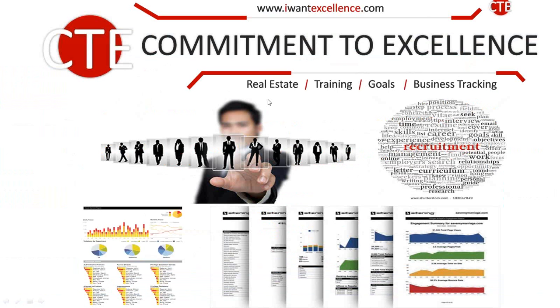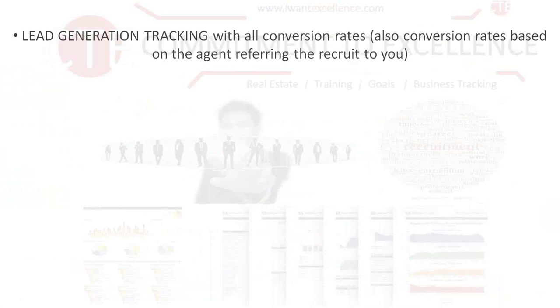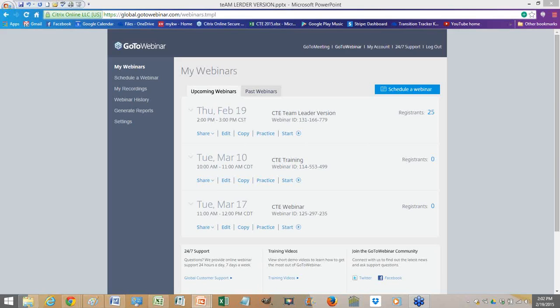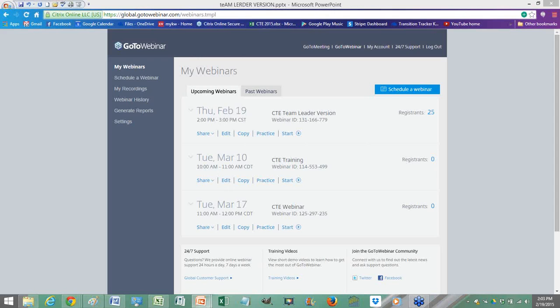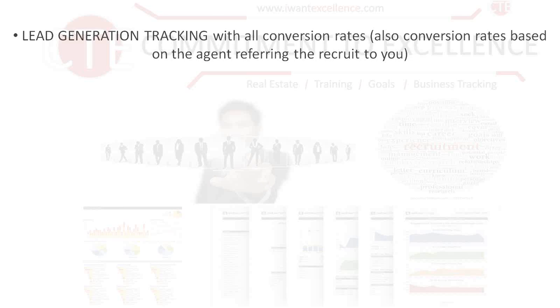And the first thing is we're going to have lead generation tracking. Not only are we going to track all of your leads that have been given to you by ALC members and by your agents in your office, but we're also going to track all of your lead generation, just like an agent would track their lead generation on a daily basis with the Commitment to Excellence program. We're going to allow you to do that as well.